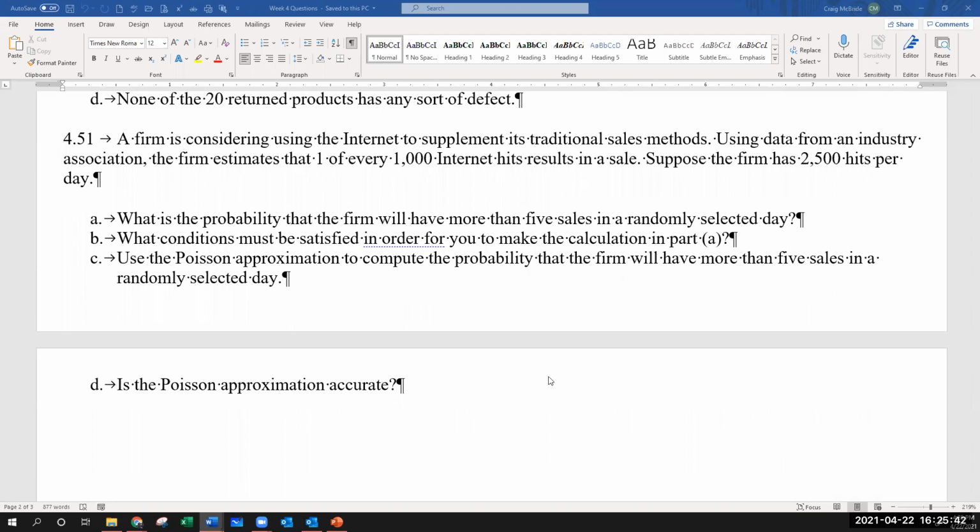What is the probability that the firm will have more than 5 sales in a randomly selected day? Well, first of all, if we look at the context of the question, they estimate that one of every 1,000 internet hits results in a sale. And then they say, suppose the firm has 2,500 hits per day. What is the probability that the firm will have more than 5 sales in a randomly selected day? So what kind of distribution is this?